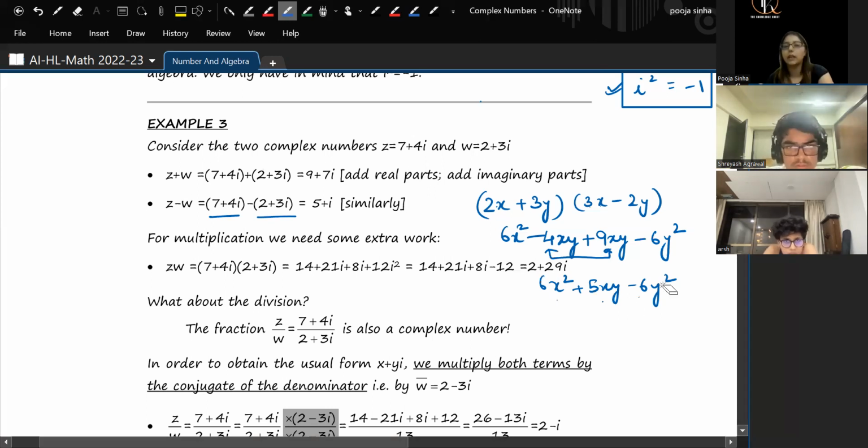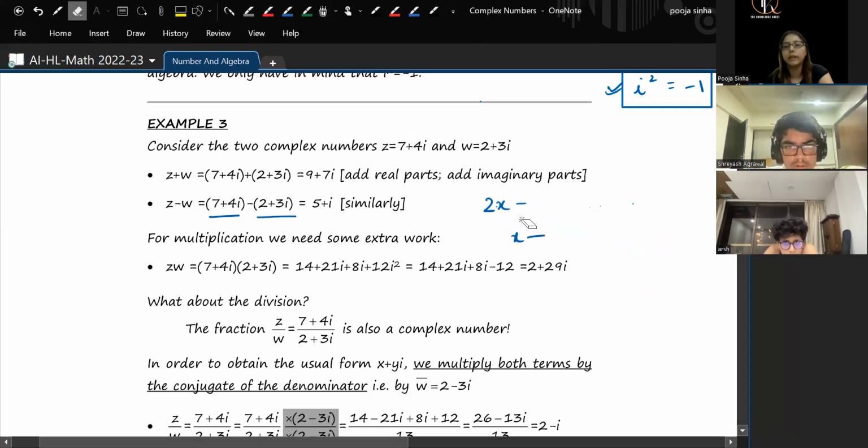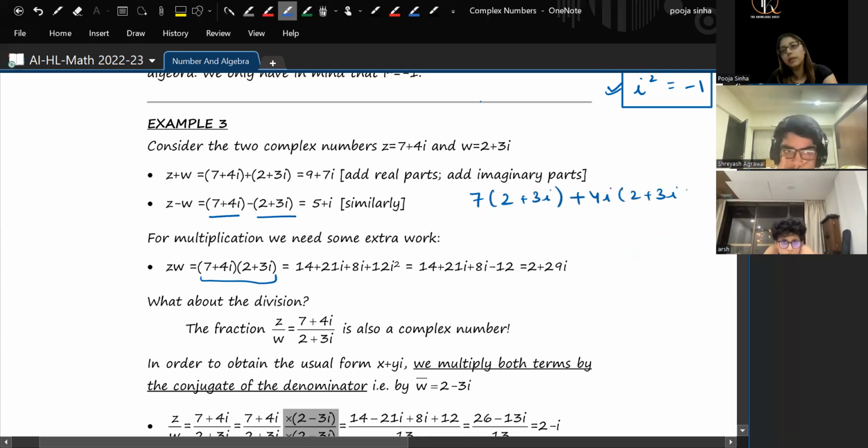Just that here, what do we have? We don't have these x and y variables. We have real and imaginary parts. Let's multiply. So this is your value here. These are the brackets. 7 plus 4i, 2 plus 3i. That's how you multiply them, right? 7 into 2 is 14. 7 into 3i is 21i. 4i into 2 is 8i. And 4i into 3i is 12i square.